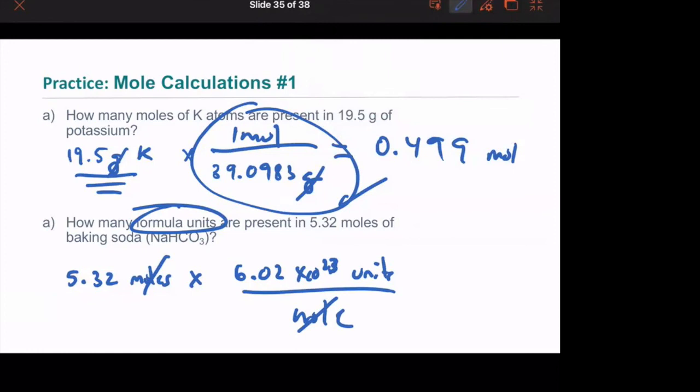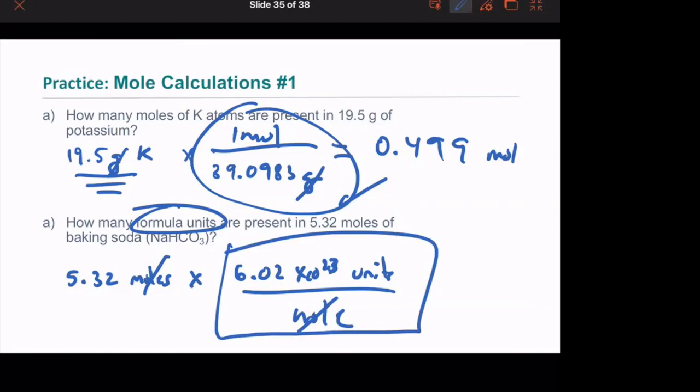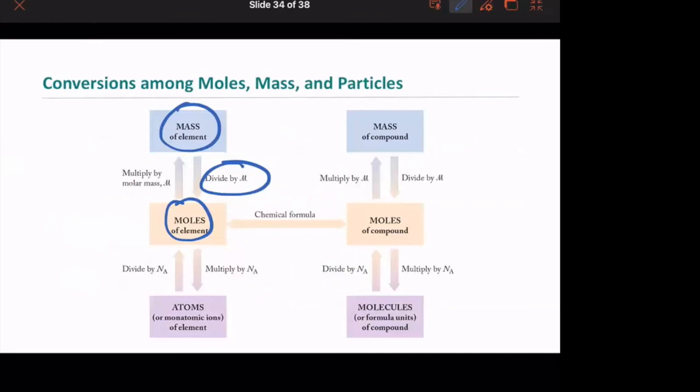Dimensional analysis. If you look at Avogadro's number, the units are number of particles per mole. If you want moles, you're going to flip it, right? If you want particles, you're not going to, right? So this is the units: 6.02 times 10 to the 23rd formula units per mole. If you're trying to get moles, you're going to have to flip that. And that's what this is meant to show you here.